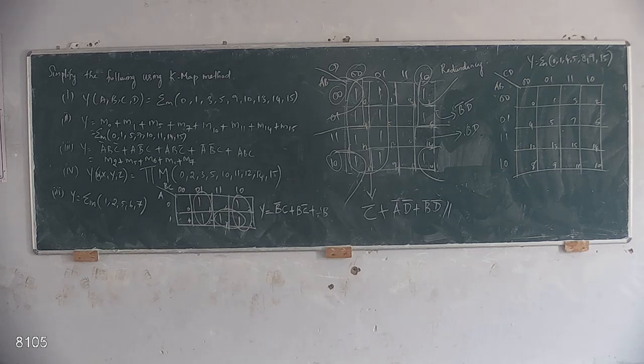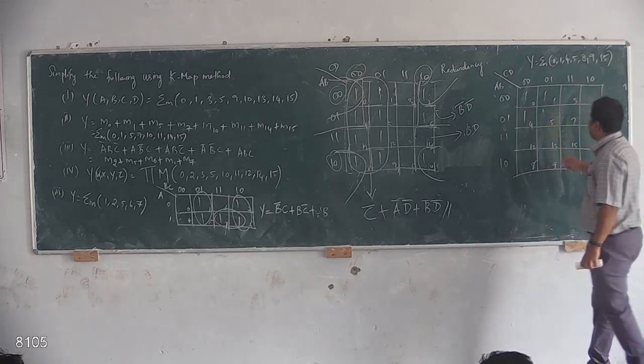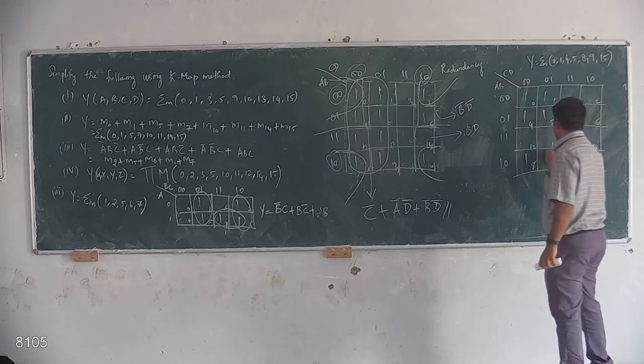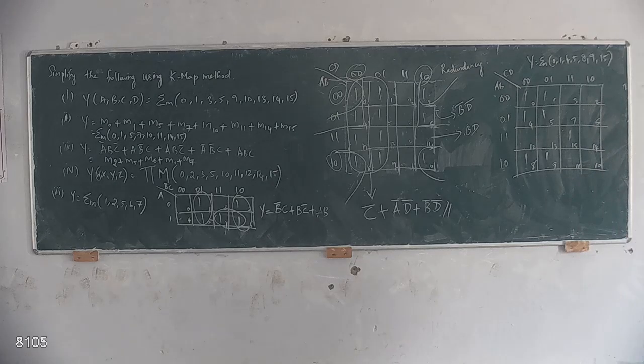Common variable. What is the common variable here? D bar is a common variable. In these two, A bar is a common variable. So A bar, D bar is the common variable. Any doubt? Combine this. So what is the answer we are getting?